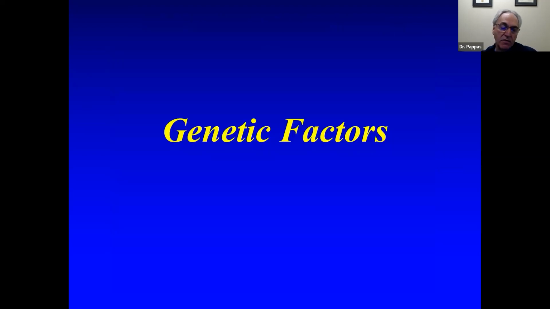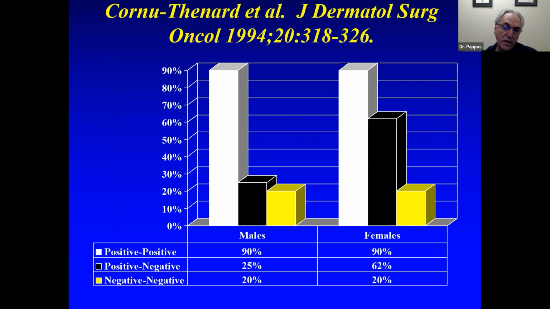Now, what about genetic factors? So this study in 1994 is probably the one study that demonstrated that there is a genetic component to varicose vein formation. What they did here was they actually examined all of the parents of patients who presented to their office with varicose veins. They didn't call them on a phone. They didn't do a survey. They actually examined these patients.